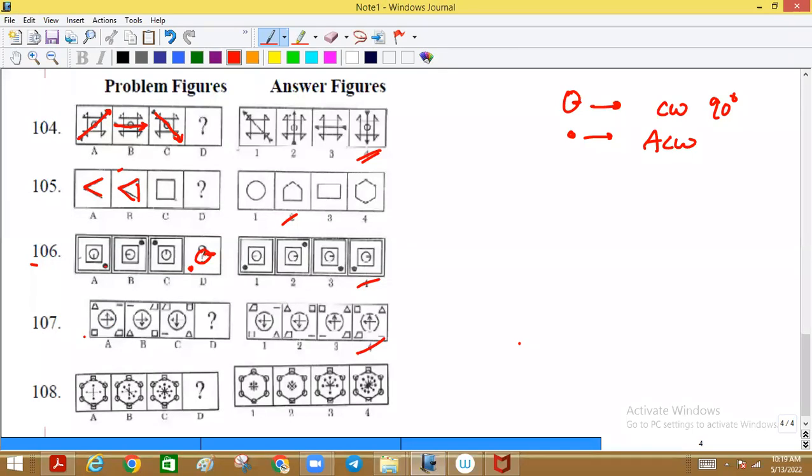108. Obviously, what is the answer? 4 is the answer. Why? The lines are increasing and the dots are also increasing. So this is the first one and this is the next change. Obviously, this is the next change. Yes or no? So it keeps on increasing. That will be your answer.